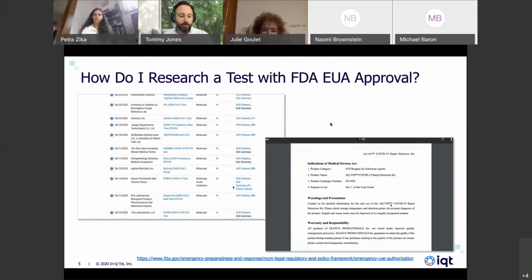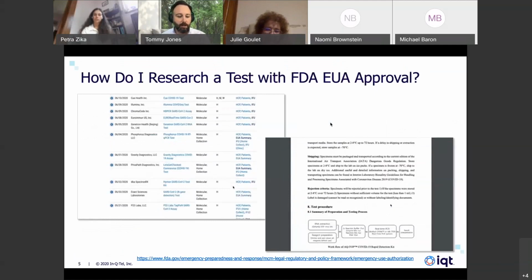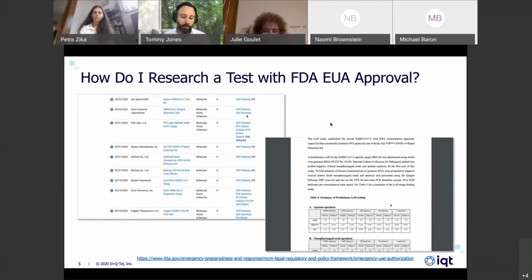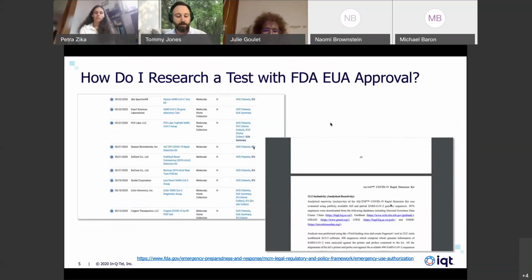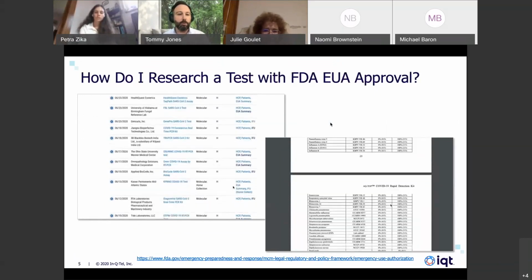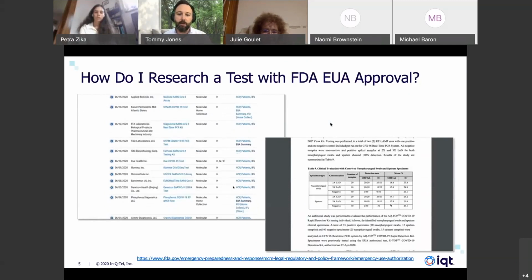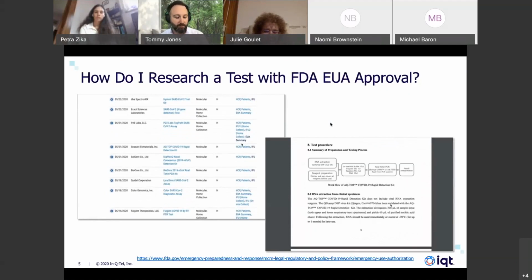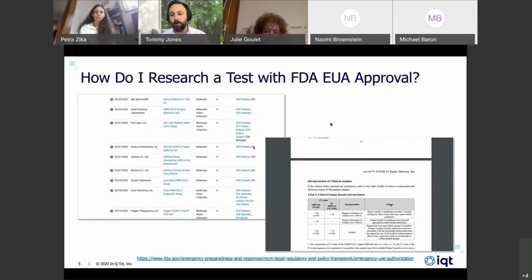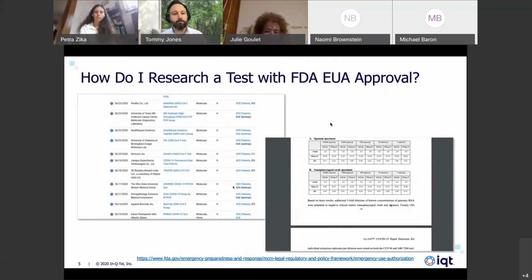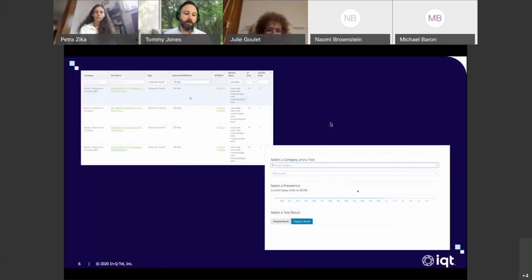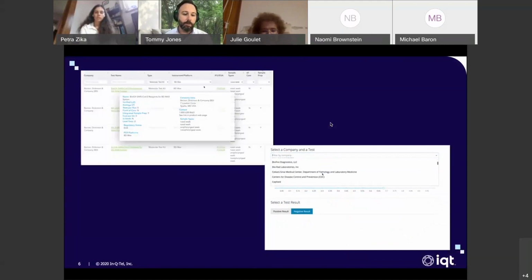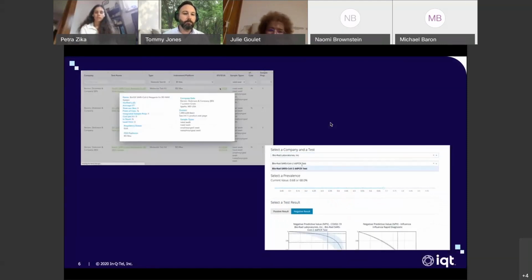So there's been an emergency use authorization for COVID-19 diagnostic testing since February 4th of this year. If you want to do any research on these tests, you can go to the FDA's website. You can comb through the tests they list there and then open up a PDF document that the manufacturer has submitted to the FDA to try and pull out whatever information you need. That's pretty tedious, so we built an application at In-Q-Tel to help do that research. I'll be talking a bit about that.